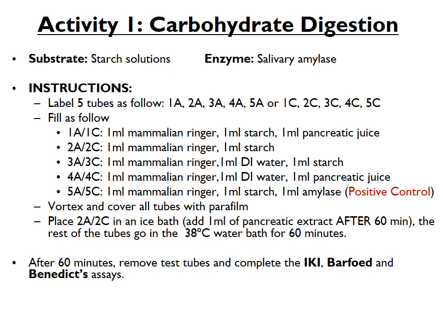And after that, we're supposed to run a test. We're going to use 3 assays. We use the potassium iodide to test for starch, the Barfoed to test for disaccharides and monosaccharides after the incubation, and the Benedict's assay is used to test for the amount of reducing sugar that is present in your samples, which are the test tubes after digestion.